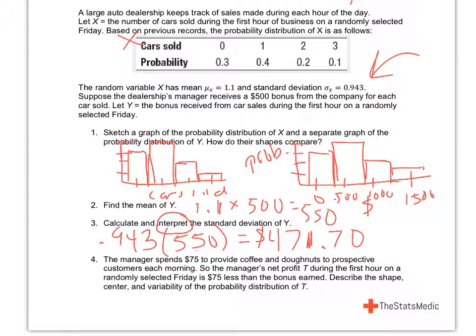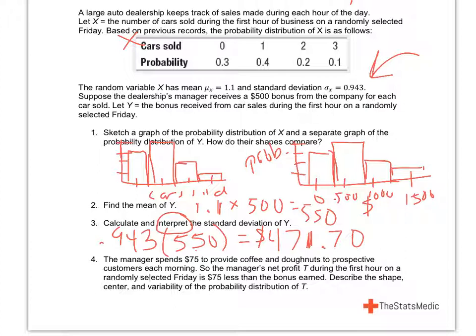It asked me to interpret standard deviation. So remember, when we interpret, we have to put in our context. So the bonuses, because that's my context, that's the bonus that he gets, right? The bonuses typically vary by $471.70 from the mean of $550. So we put our context in there, we define the standard deviation, and we define the mean. So again, I don't have room to write it there. The bonuses typically vary by $471.70 from the mean of $550.